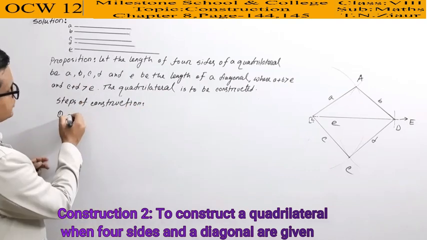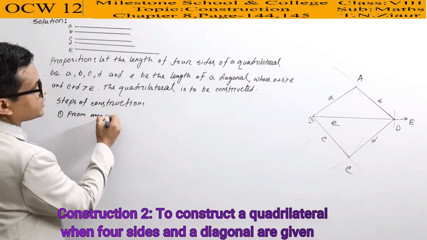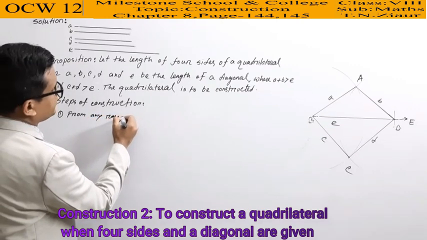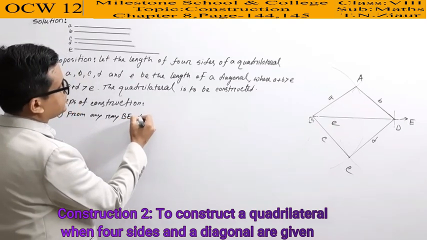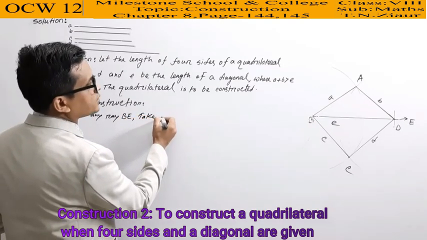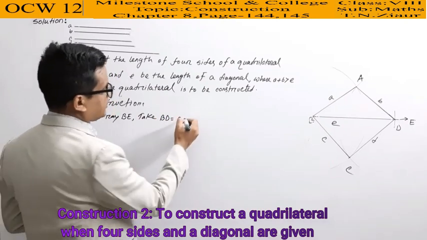So what number? So from any ray BE, take BD equal to A. Okay.